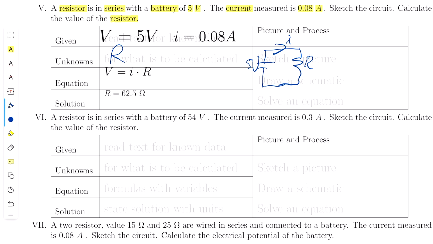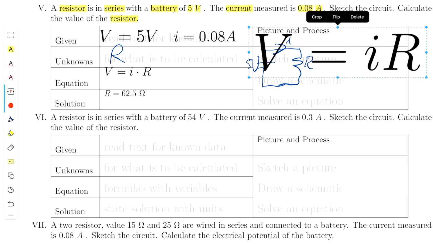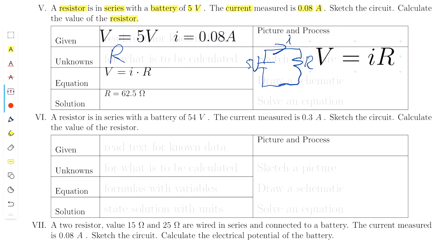So we start off with Ohm's law. In this case, we're calculating R. To calculate R, I have to get rid of everything other than R. And the thing there is I, which is the current.